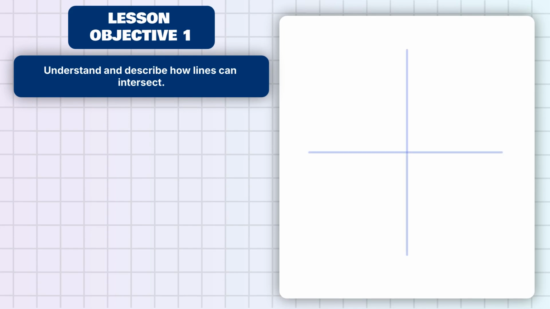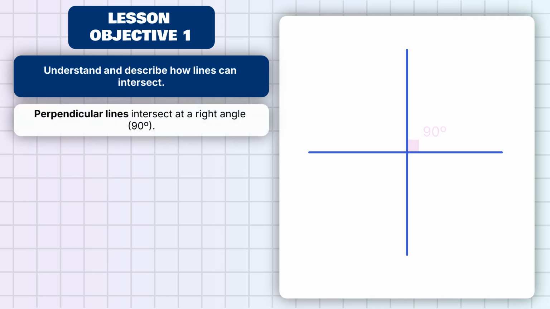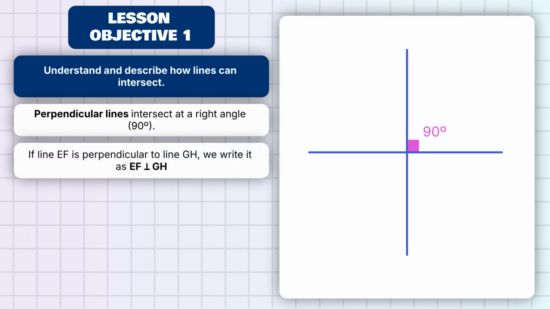Next, we'll look at perpendicular lines. These lines intersect at a right angle, which, as we know, is 90 degrees. To visualize this, think of the corners of a piece of paper. Each corner of the paper forms a right angle where the two edges meet. If line EF is perpendicular to line GH, we write it as EF ⟂ GH with a small set of perpendicular lines in between.